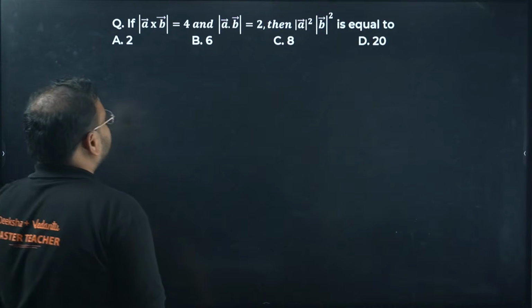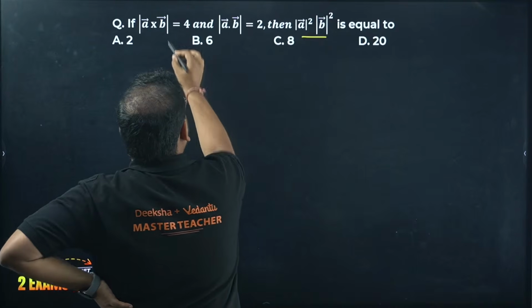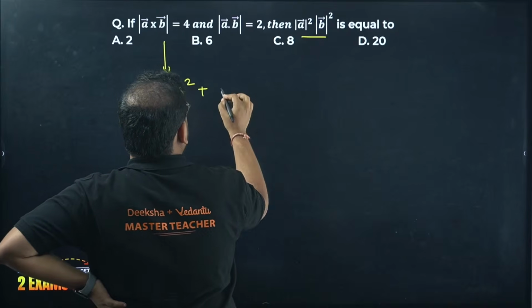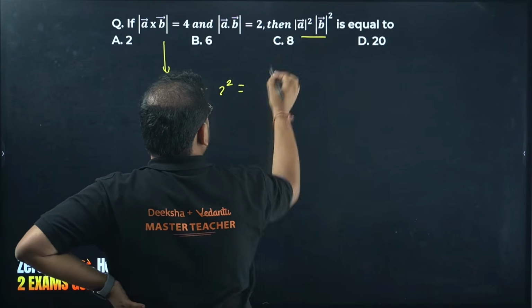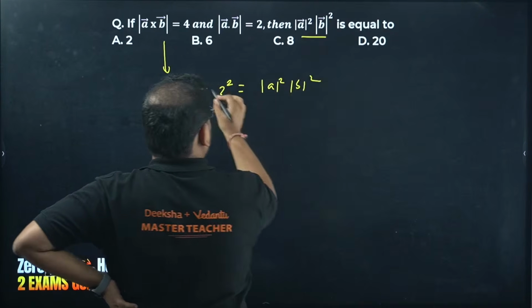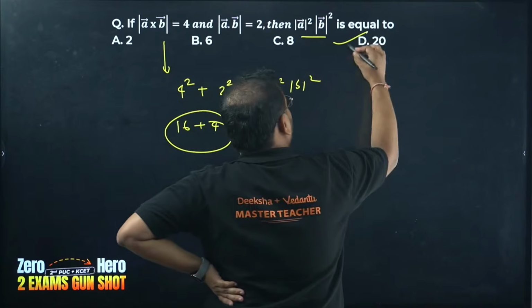Okay, have a look. We were looking for this. How do you solve it? So the square of this, 4 squared, plus the square of this, 2 squared, is equal to this value. What do I get? 16 plus 4. The answer is 20. Option D is correct.